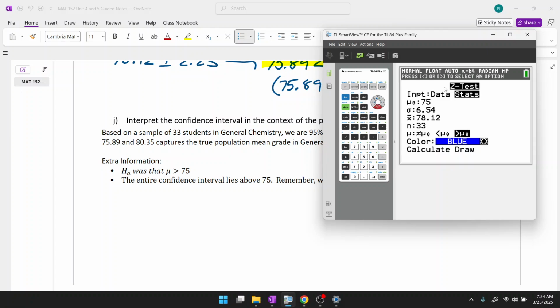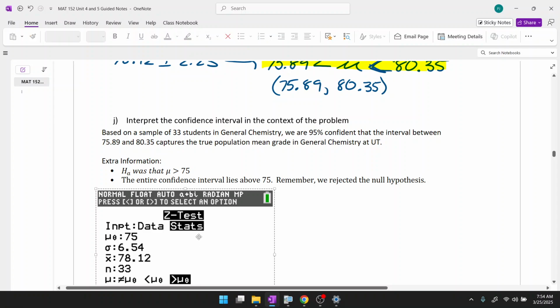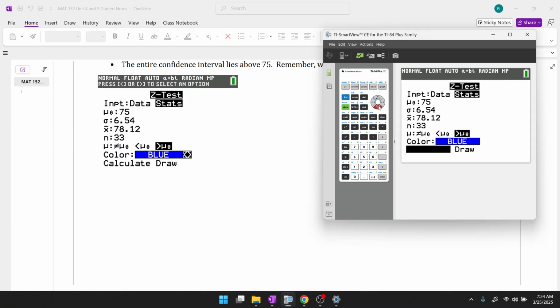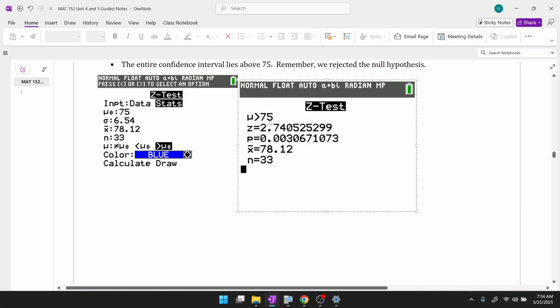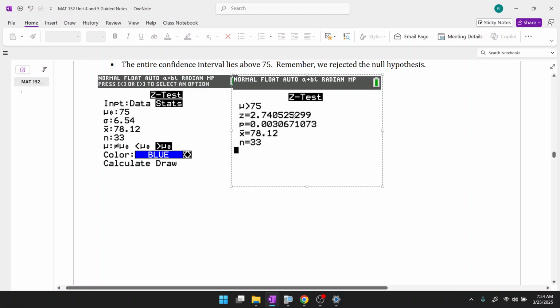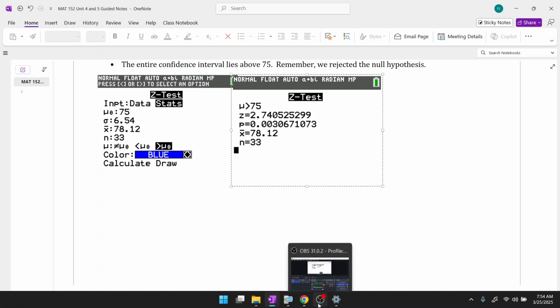So what I'm going to do here is kind of display this for you. Now, the cool thing is when we do the corresponding z interval, everything else is going to be in there for you. So we can calculate this or we can draw this. And here's what we've got here. If you look, this is all familiar. Your z value of 2.741, your p value of 0.0031.